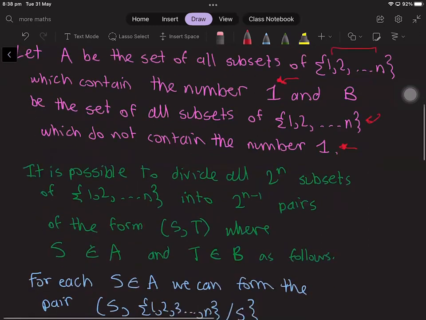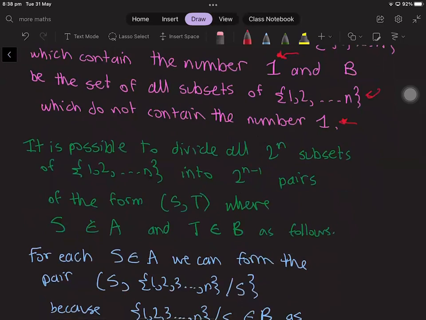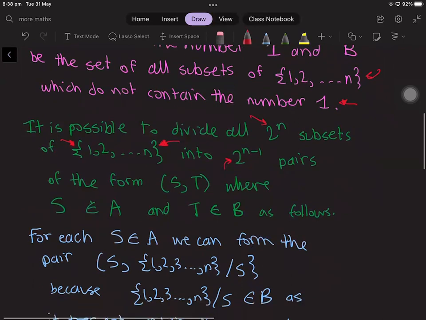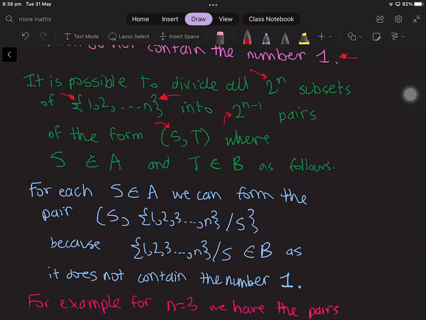We can now divide all the 2 to the power of n subsets of the numbers from 1 to n. As you can recall, there are 2 to the n subsets of this larger set because there are n elements in the set. And we can divide them into 2 to the power of n minus 1 pairs. Each of these pairs will look like this: the first element of the pair is S and the second element is T, where S is part of A and T is part of B.